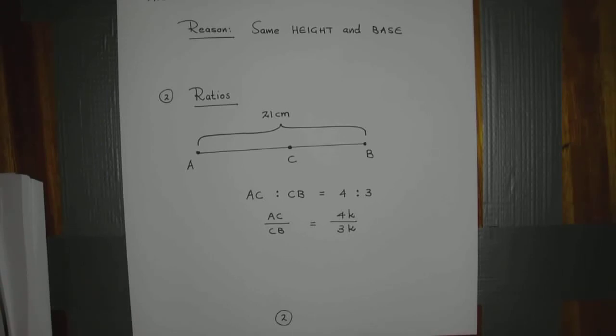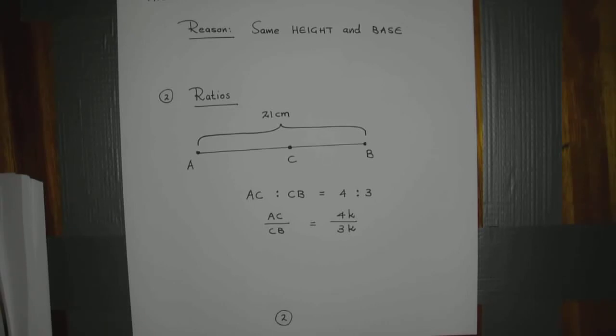No. The ratio was simplified, meaning, sure, it could be 4 over 3. It could also be 8 over 6. What is 8 over 6 simplified to? 4 over 3. It could also be 16 over 12. What is 16 over 12 simplified to? 4 over 3.